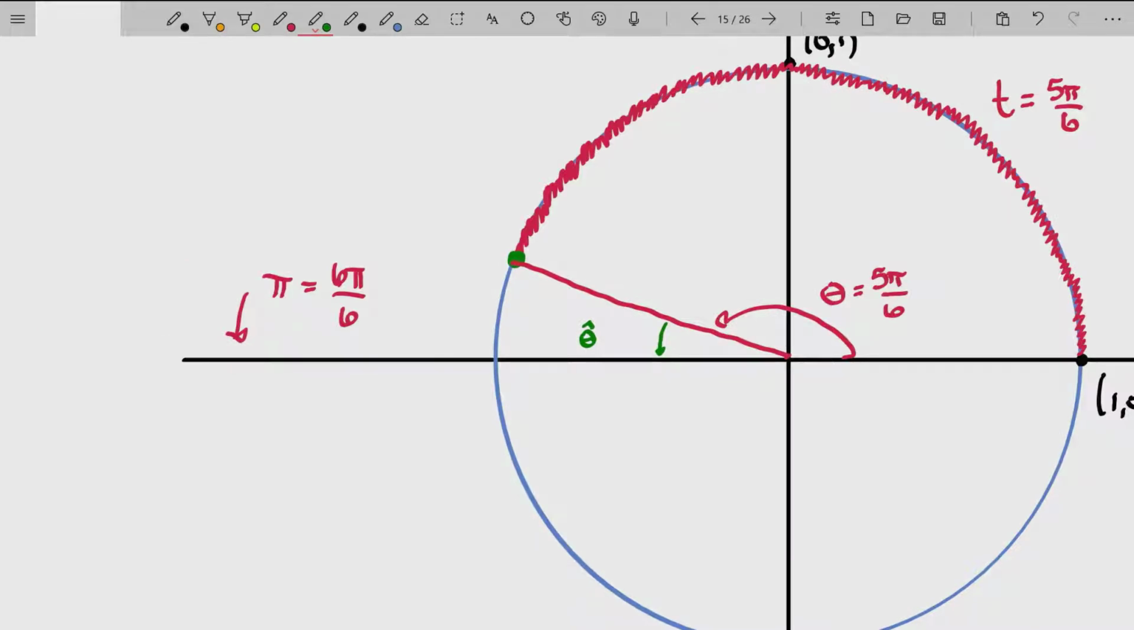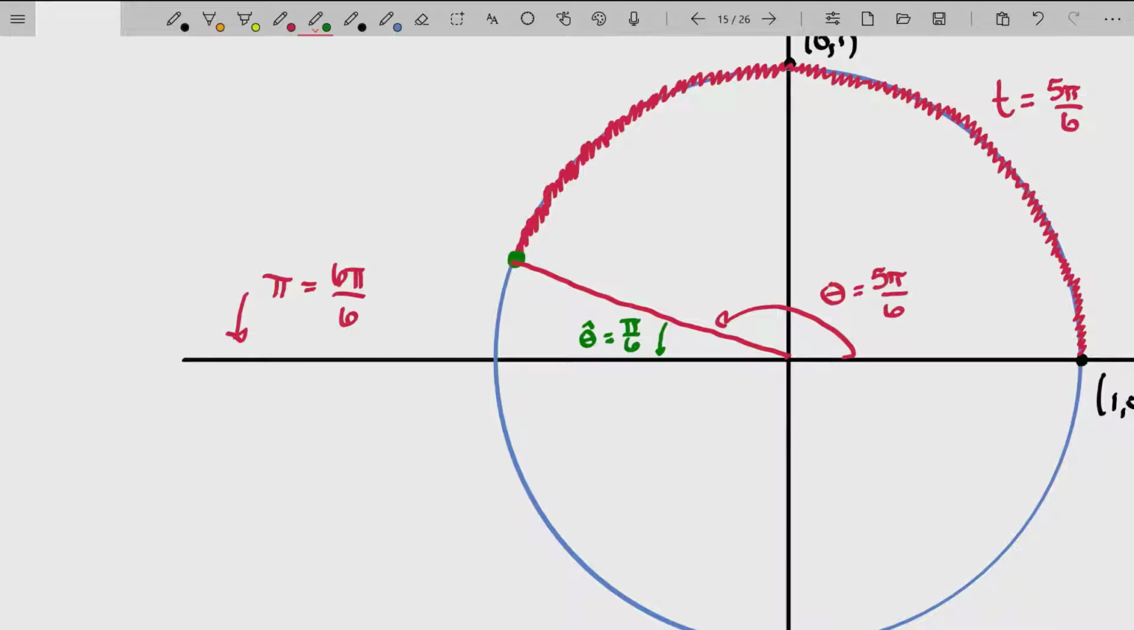And note that we've only gone 5 pi out of 6 of the 6 pi out of 6 that would have gotten us all the way to that x-axis. So therefore, that reference angle must be the remaining little 1 pi over 6.